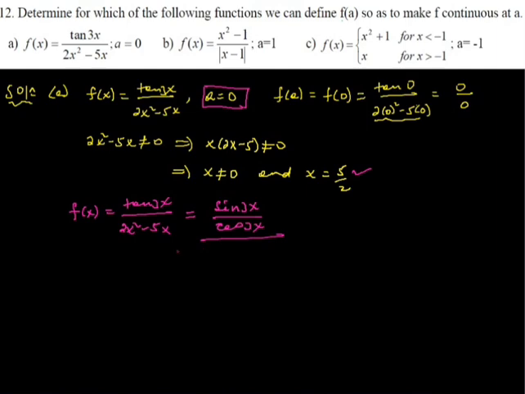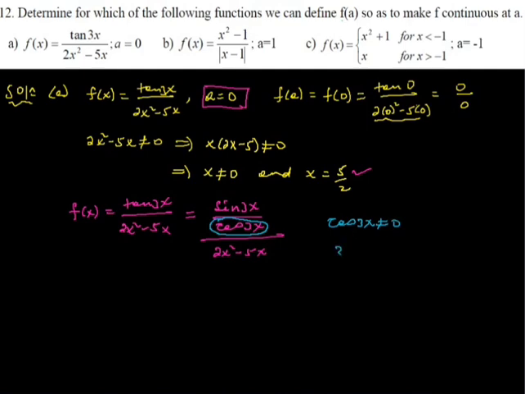Okay, in place of tan 3x, you can substitute this one over 2x squared minus 5x. Now, this tan will be undefined whenever cos is 0. Whenever cos is 0, tan will be undefined. So we need to protect cos 3x to be different from 0. Okay, cos 3x should not be 0.